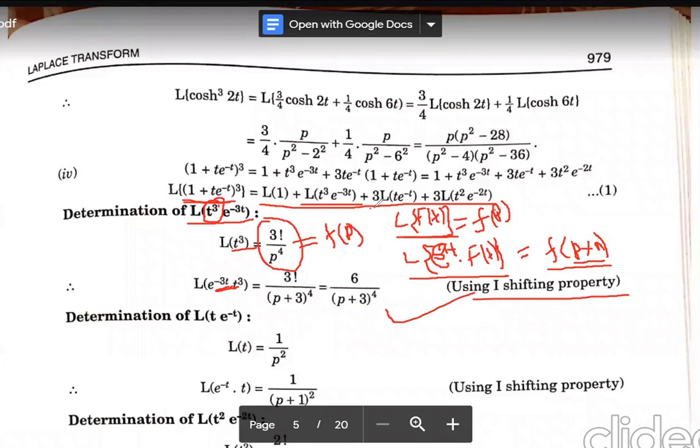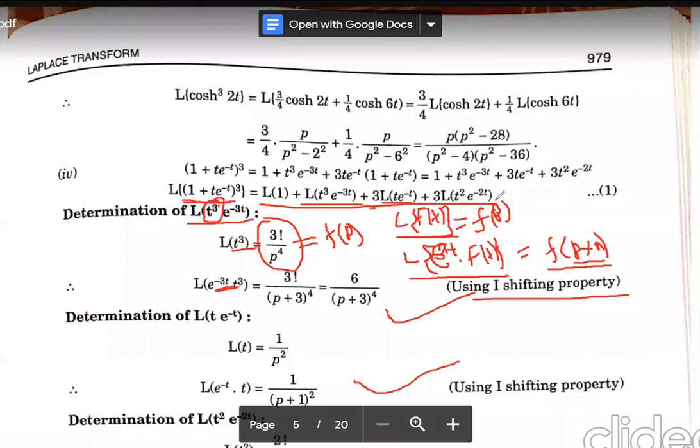Similarly, the second, Laplace transform of t into e to the power minus t. Again, same thing. So here also you need to use the first shifting property. First you take f of t as t. So Laplace transform of t is 1 by p square. And then use the first shifting property, e to the power minus at into f(t) is equal to F of p plus 1. So here a will be 1. So that will be 1 by (p plus 1) whole square.